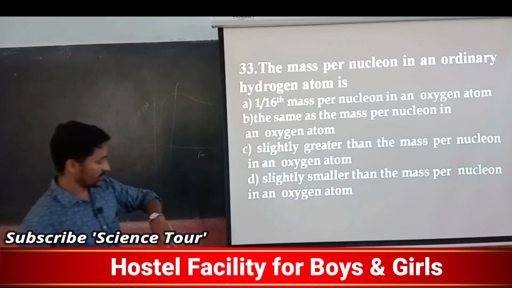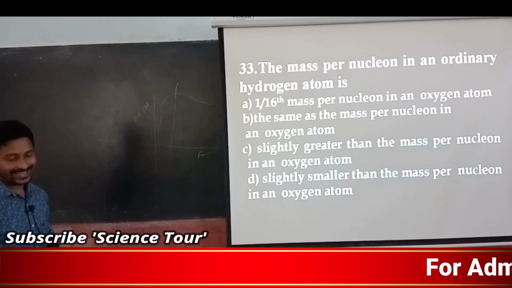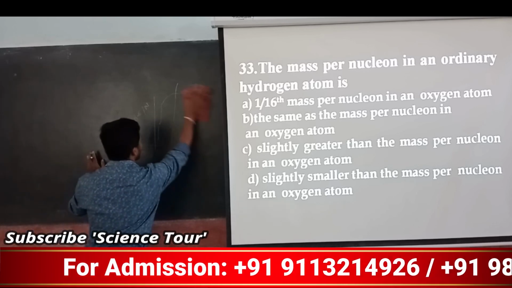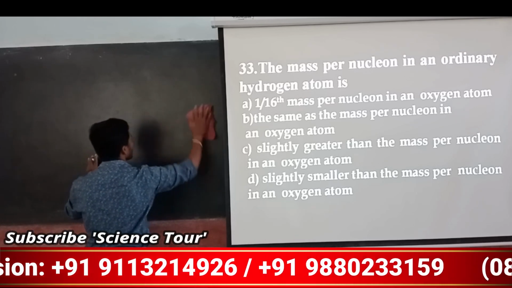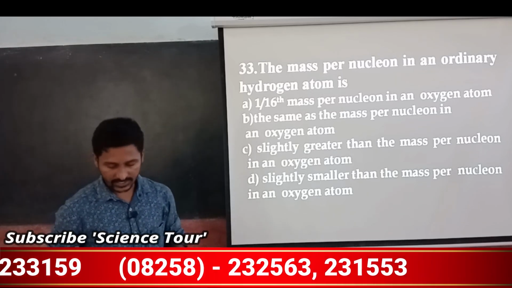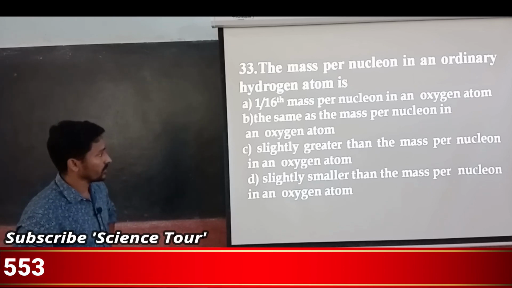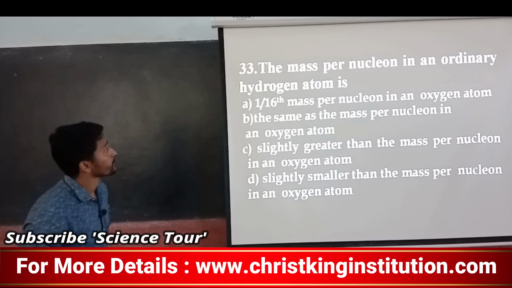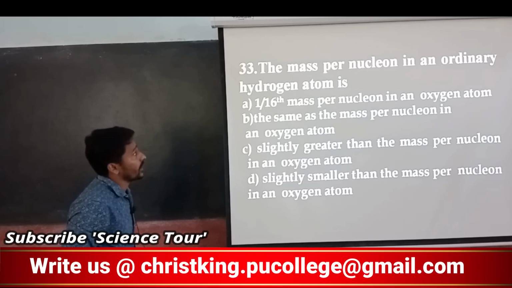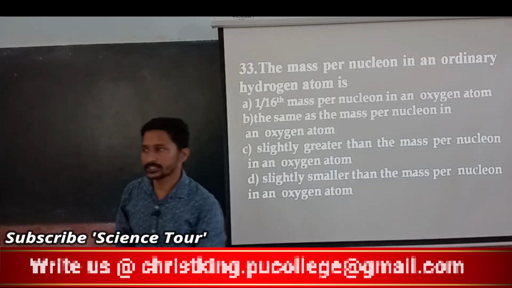So next, 33. Mass per nucleon in an ordinary hydrogen atom is. Mass per nucleon in an ordinary hydrogen atom is. So just go through it.